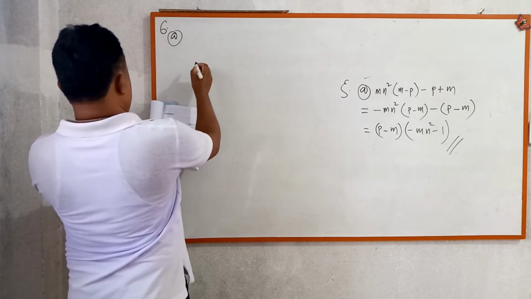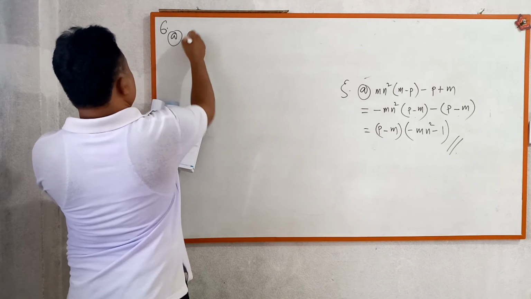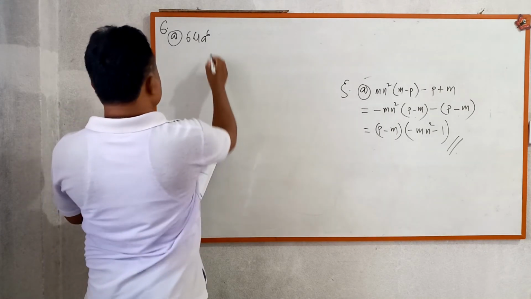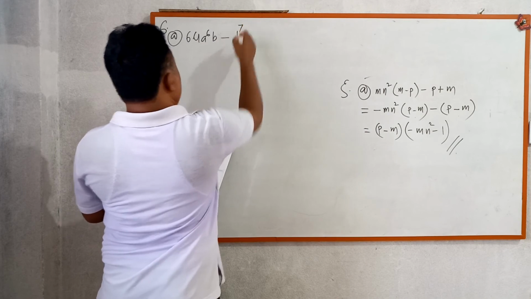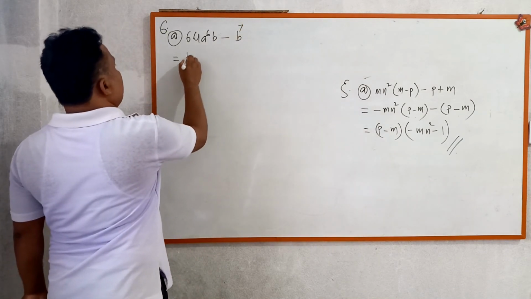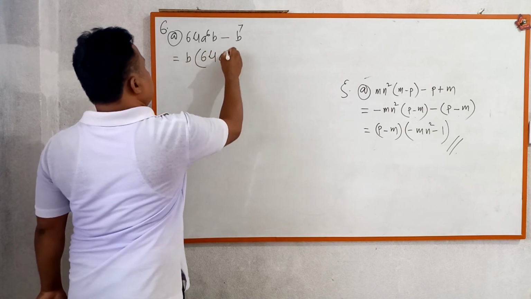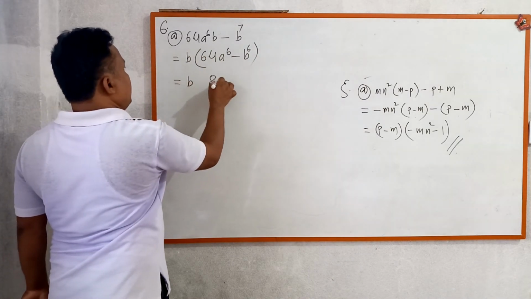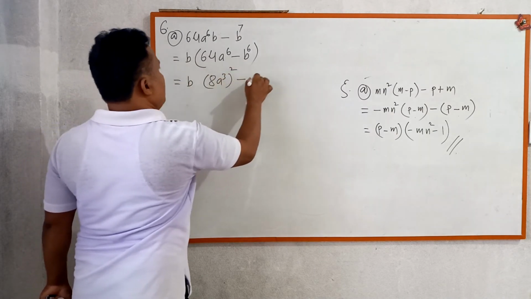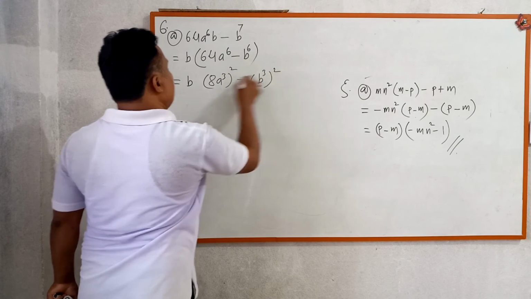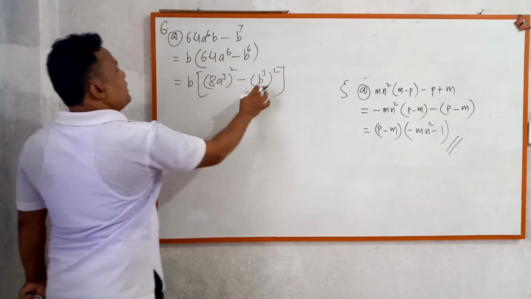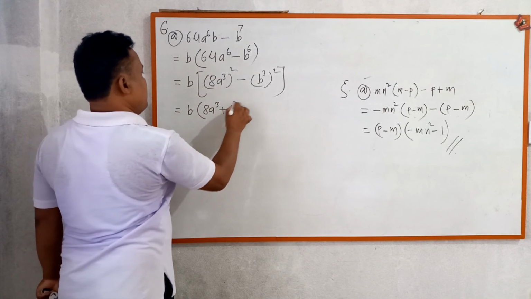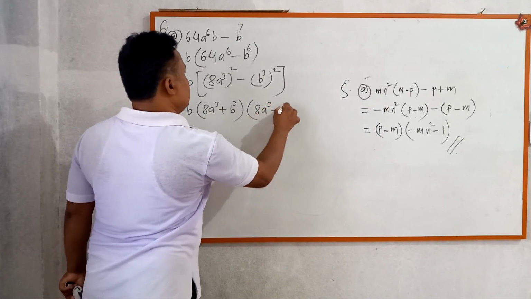64a to the 6 times b minus a to the 6 times b. Take common, b is common: b times (64a to the 6 minus b to the 6). Okay, now make squares: (8a cube) whole square minus (b cube) whole square. Now this is in the form of a square minus b square. So a plus b is 8a cube plus b cube, and a minus b is 8a cube minus b cube.